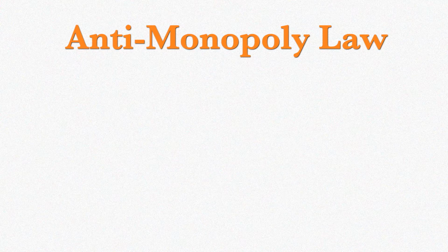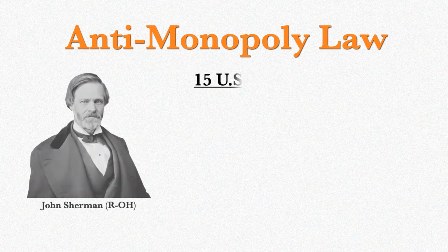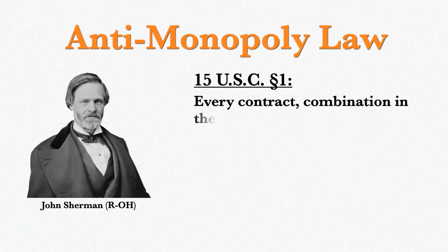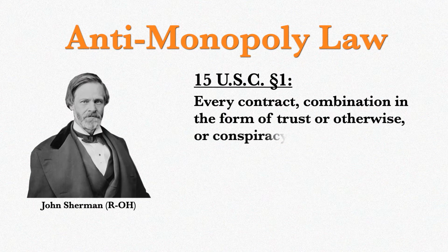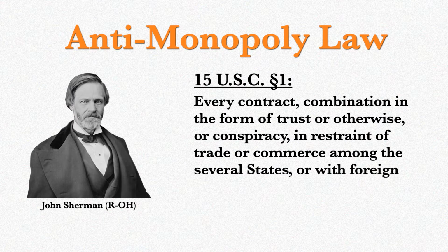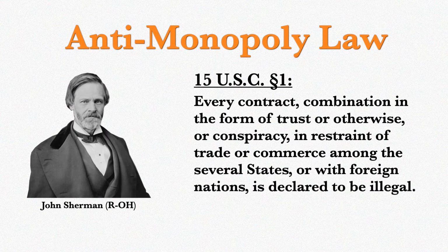And now, back to our topic. Anti-monopoly laws are encoded in Title 15 of the United States Code. Section 1, basically the Sherman Act, is quite explicit. Every contract, combination in the form of trust or otherwise, or conspiracy in restraint of trade or commerce among the several states or with foreign nations is declared to be illegal.